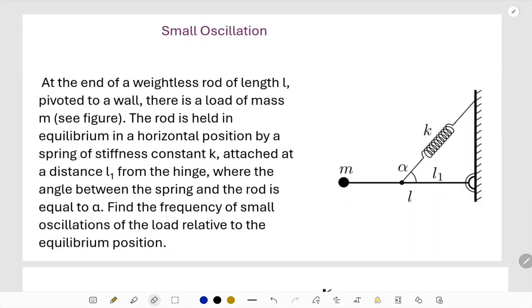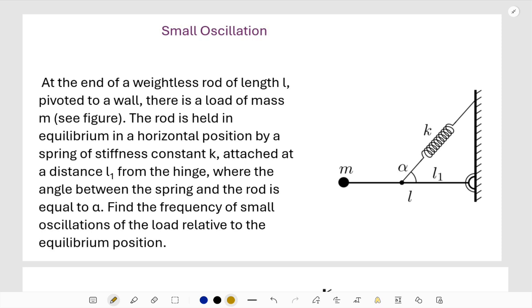Welcome again. There is yet another problem to be solved, and it says: at the end of a weightless rod. This rod is weightless, of length L, pivoted to a wall. I can see that there is a load of mass M. The rod is held in equilibrium in a horizontal position by a spring of stiffness constant K.